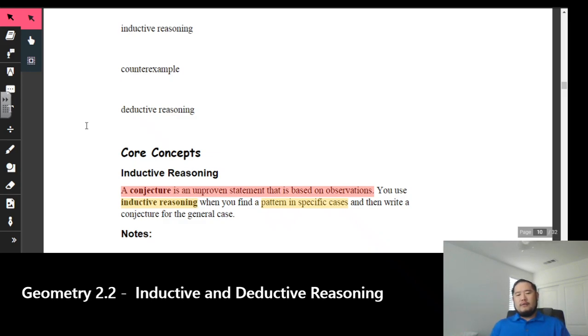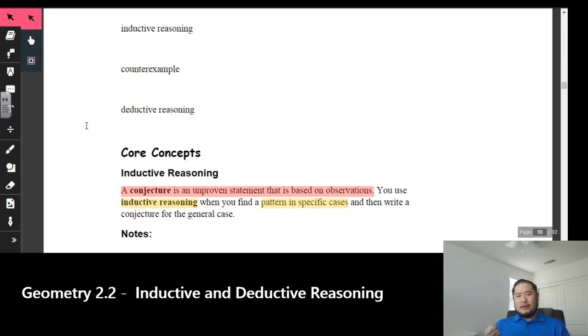And so the first term I have highlighted in pink is conjecture. A conjecture is an unproven statement that is based on observations. When you think of an observation, it is something that you see. So that is one of the main differences between inductive reasoning and deductive reasoning: we do come up with the conjecture, something that you see. To continue on, the sentence says, you use inductive reasoning when you find a pattern in specific cases, and then write a conjecture for the general case.